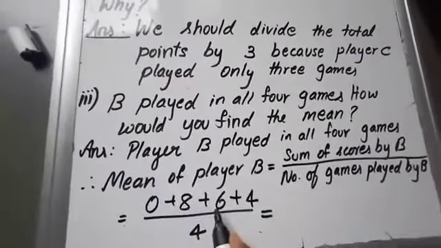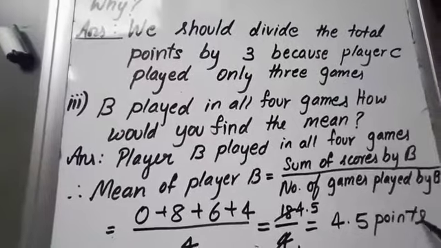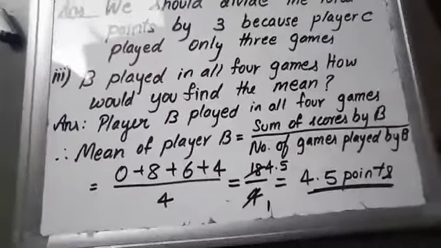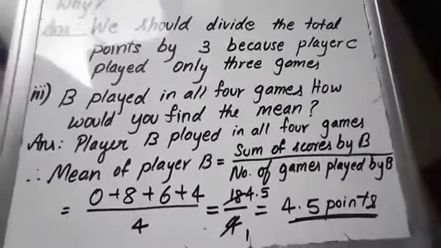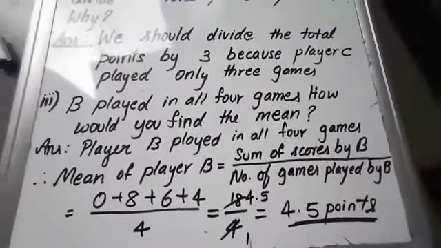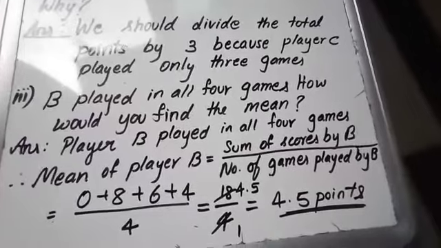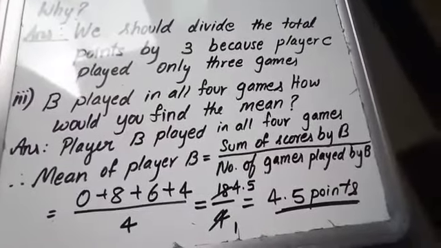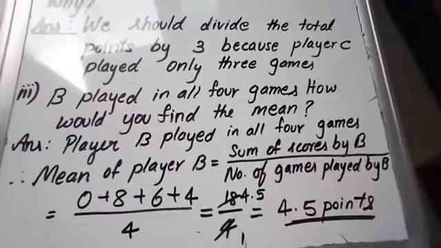4 ones are 4, 4 fours are 16, then 2 is left out. So it is 4.5 points. We have got the mean of player B. Hope you understood how to find the mean of player B: the sum of scores by B divided by the number of games played by B. Hope you understood.